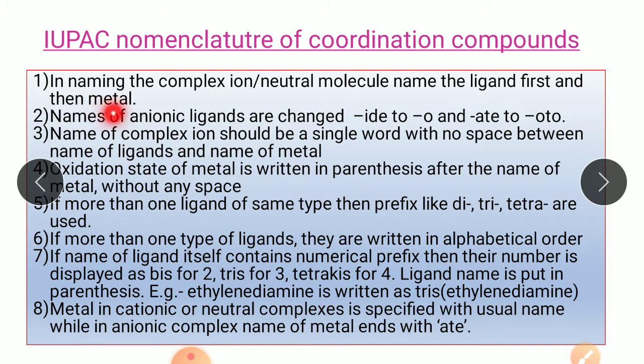The second rule is that the names of ionic ligands are changed from IDE to O and ATE to ATO. So the suffix IDE of an ionic ligand is changed to O, and the ligand having the suffix ATE is changed to ATO.